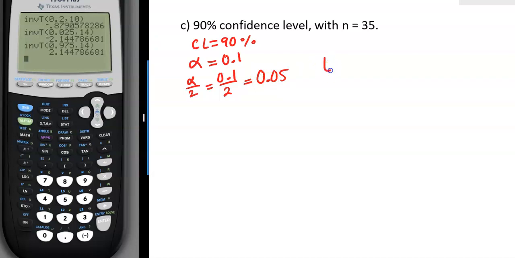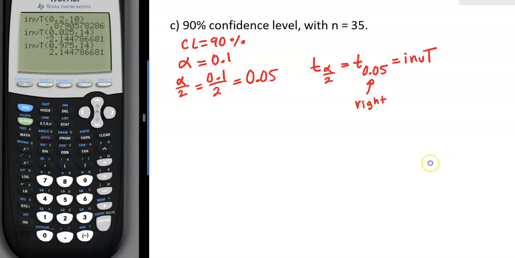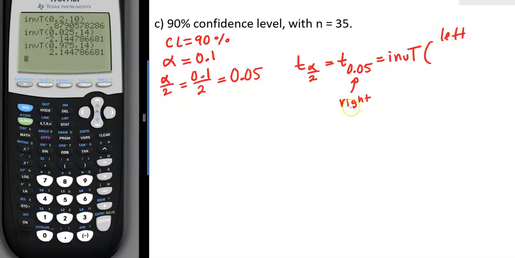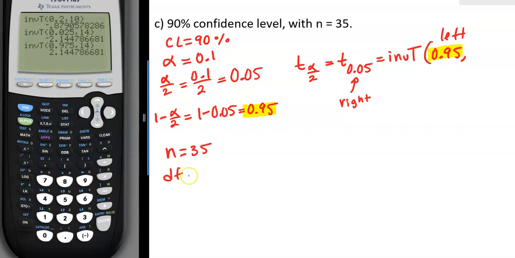Okay, so if we're trying to find the T sub alpha over 2, which is the critical value for a confidence level, when we construct a confidence interval, then you're looking at T of 0.05. But keep in mind that the subscript is the area on the right, but the inverse T needs the area on the left. So that means we have to do 1 minus alpha over 2, which is 1 minus 0.05, and so that's going to be 0.95, and that's what we're going to enter in the inverse T function. So 0.95. Degrees of freedom here, well, n is 35, so degrees of freedom are going to be 35 minus 1, or in this case, 34. And that's what we enter, 34 for degrees of freedom.